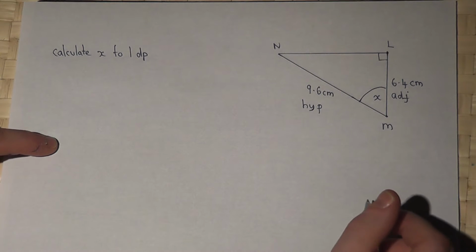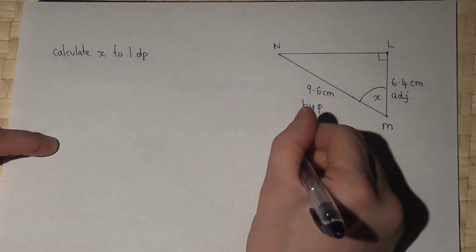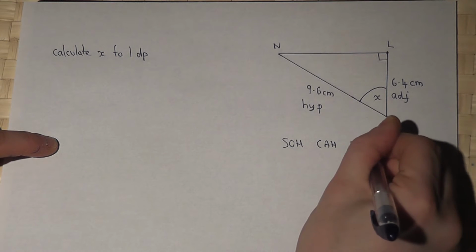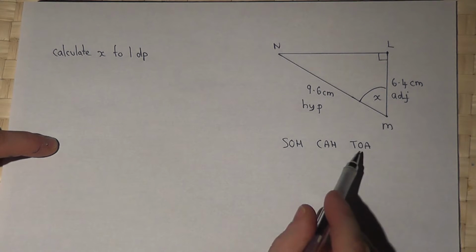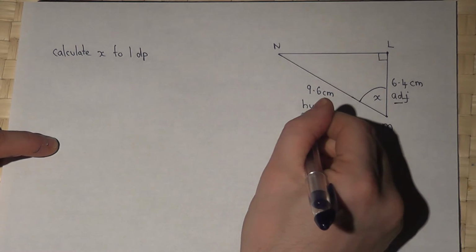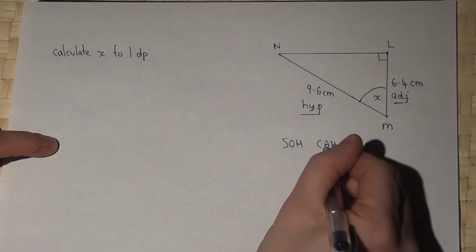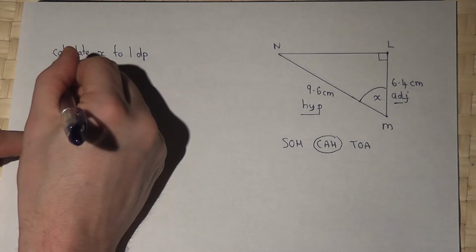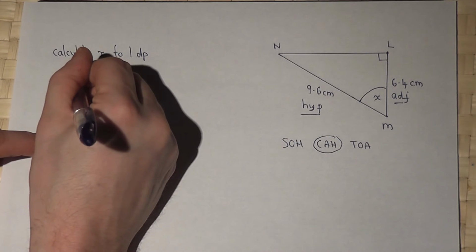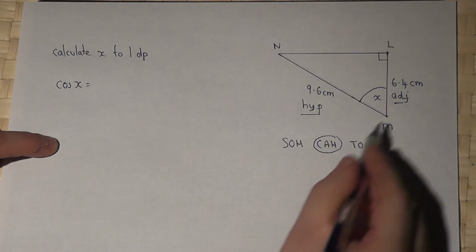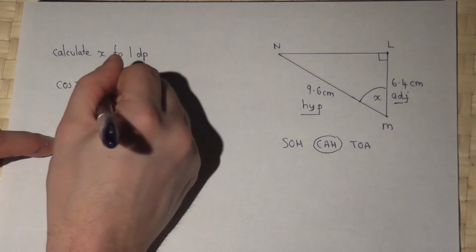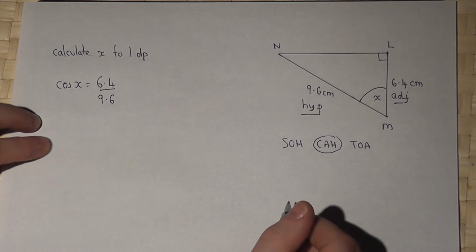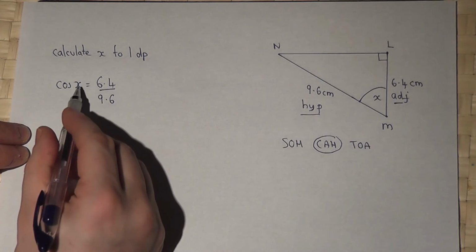Now to solve this, we'll either involve sine, cos or tan. Now SOH CAH TOA gives us a way of remembering whether it's sine, cos or tan. Now I've got the adjacent and the hypotenuse, and A and H occur here. And this equation tells us that cos of the angle, which is x, is equal to the adjacent, which is 6.4, all over the hypotenuse, which is 9.6.